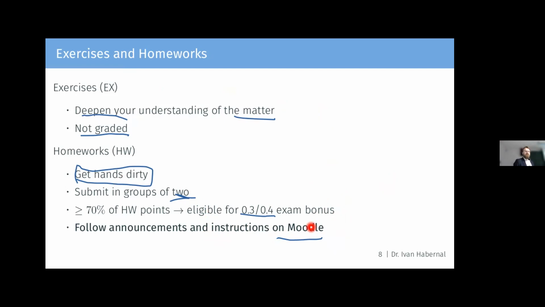So the exercises will be roughly weekly. Homeworks will be overall, I guess, 4 or 5 homeworks in total. So not on a weekly basis. Some will be bigger programming things, some shorter. Any other question? Yes.